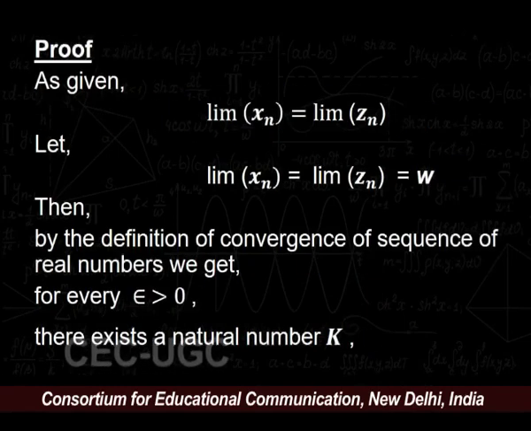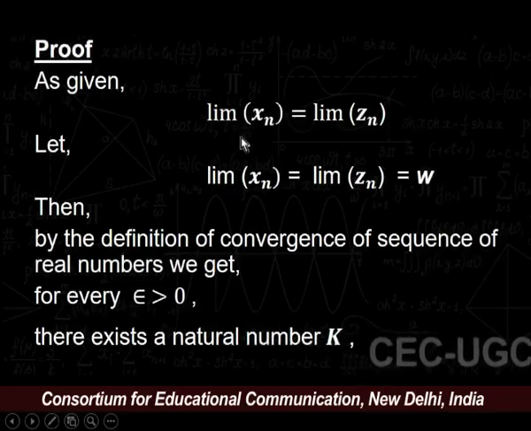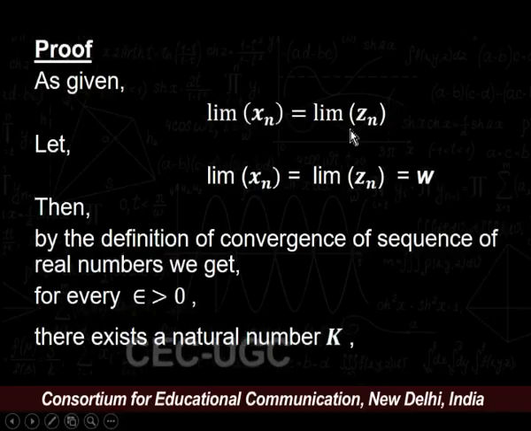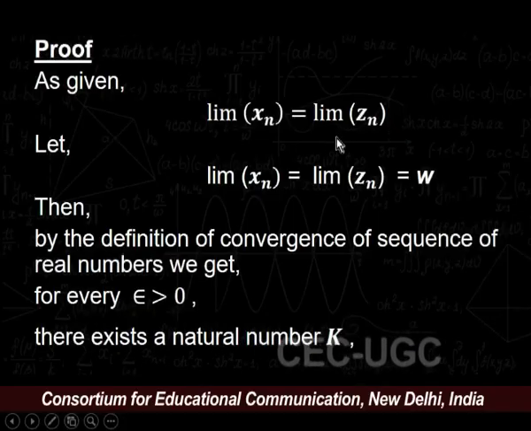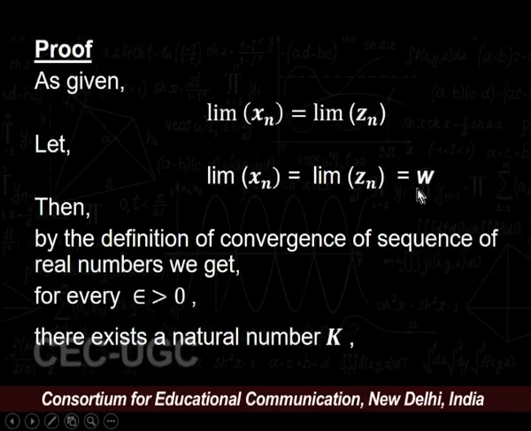Now, let us start with the proof. As given, xn and zn are convergent sequences and both the limits are the same. So, limit of xn is equal to limit of zn, and let us say both the limits are w.